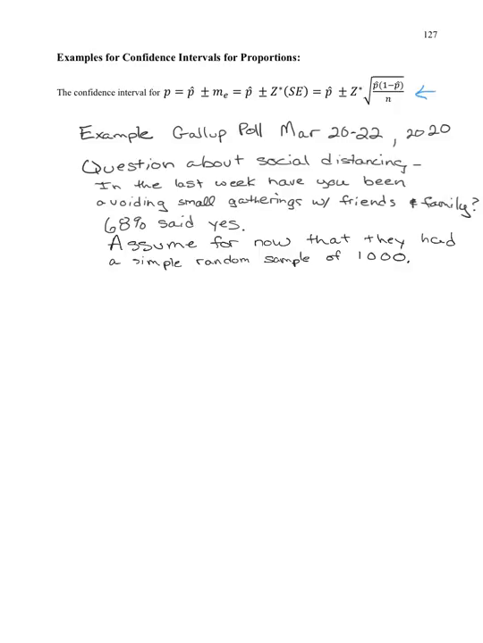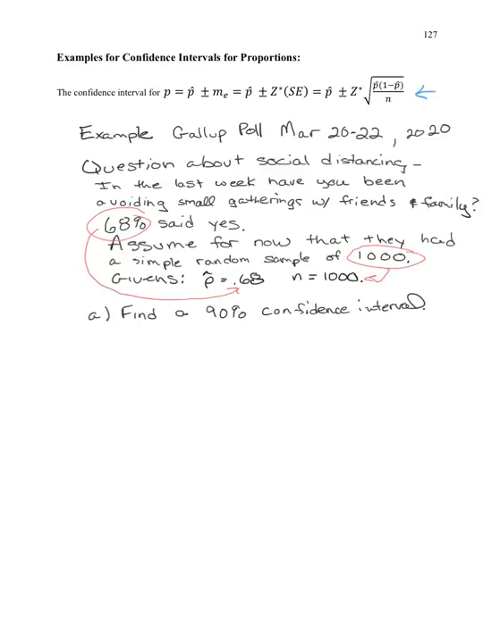So for givens, we have p hat equals 0.68 and n equals 1,000. Okay, so p hat comes from the percentage that said yes, and that's our sample size. Let's start by finding a 90% confidence interval.